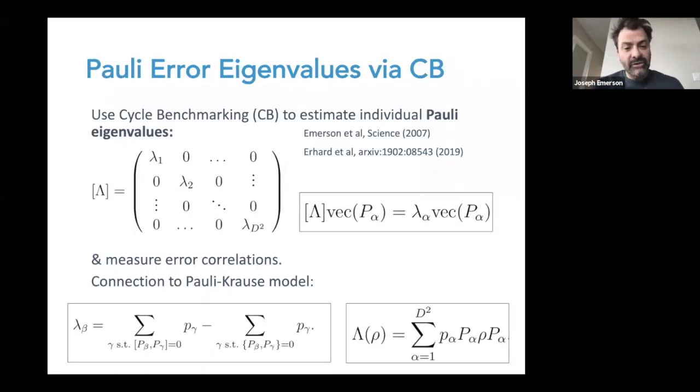And then because you just have a matrix, under certain conditions that matrix will be diagonalizable, namely if it's normal. And in fact, if you have a Pauli error channel, then the diagonal basis is the Pauli basis. And this is in this vectorized picture where you take some operator and express it as a column vector. And then the matrix you construct is a matrix acting on that vector. And the relationship between this linear algebraic picture and the Pauli-Krauss picture is given by this simple relationship. So the eigenvalues of the Pauli transfer matrix are just these simple linear combinations of the Pauli-Krauss probabilities. And that's the Rosetta Stone to go between these two pictures.